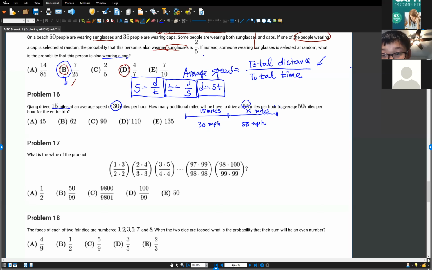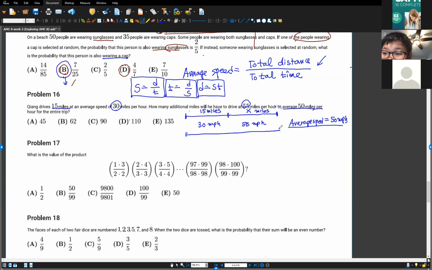But there's a condition there. Total average speed should be what? For the entire trip, the average speed should be 50 miles per hour. Hold on, I'm going to say it one more time.